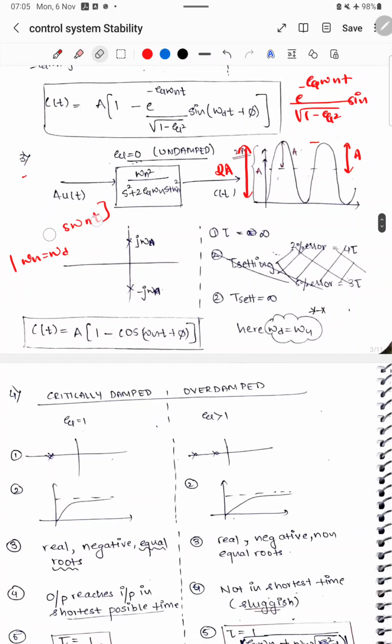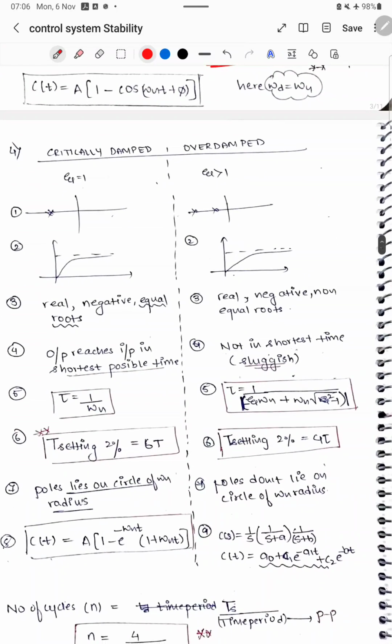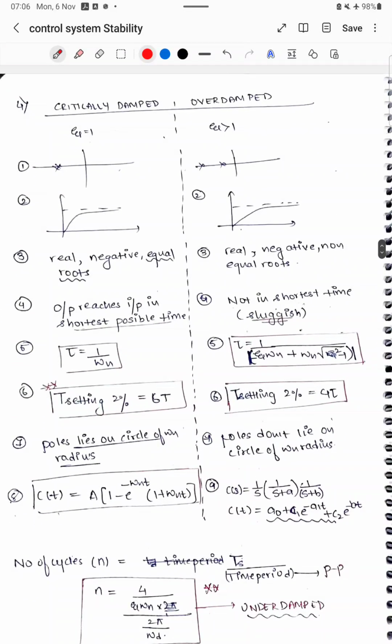And another important thing I want you to notice, there is no settling time as such. It will never settle. So settling time is nothing but infinity. Settling time is nothing but infinity. Now critically damped and overdamped.